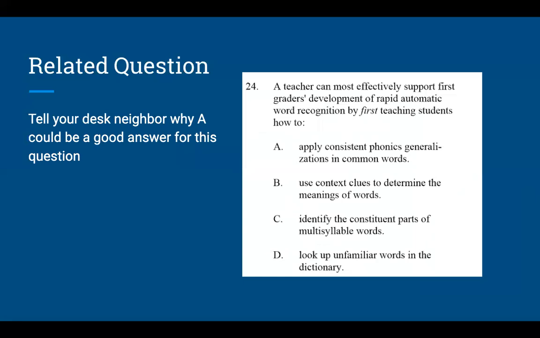So if we look at A, apply consistent phonics generalizations in common words. So if we have a unit on the word part BL, blue, blonde, blob, blooming, like black, all of those sounds, and they come across a new word that starts with BL, and you've just talked about that bl sound, they can apply that generalization into any other word. So teaching those consistent parts is why A would be a good option.